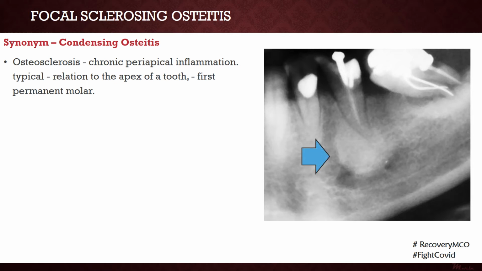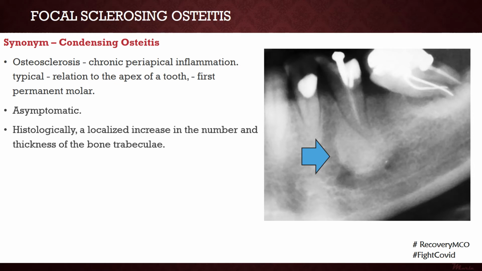As you can see in this radiograph, a well-defined radio-opaque lesion can be seen in relation to the periapical area of this premolar. This is what we refer to as focal sclerosing osteitis or condensing osteitis. The most important feature of this lesion is that these are asymptomatic and are identified incidentally while investigating some other lesion.